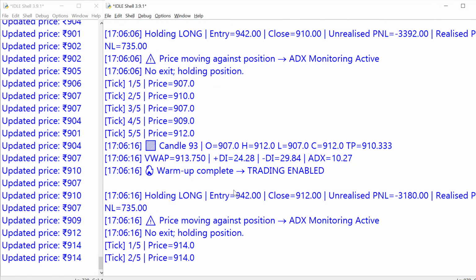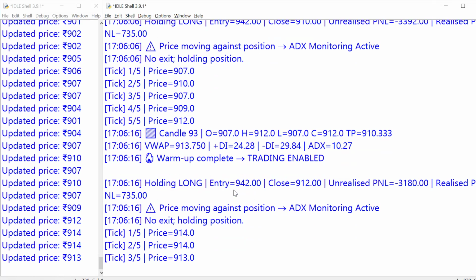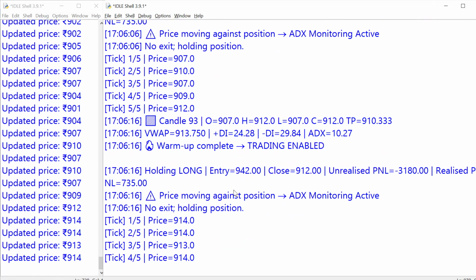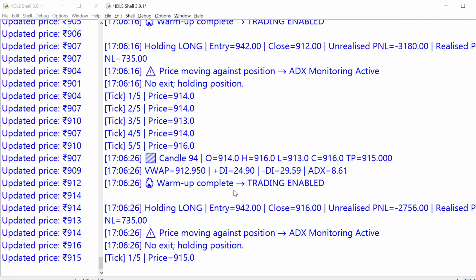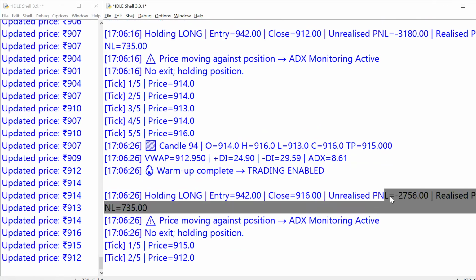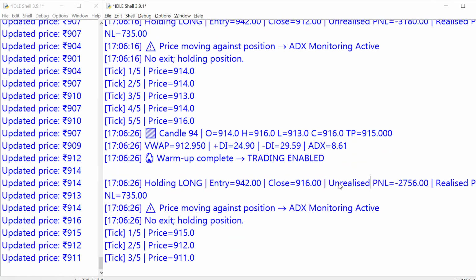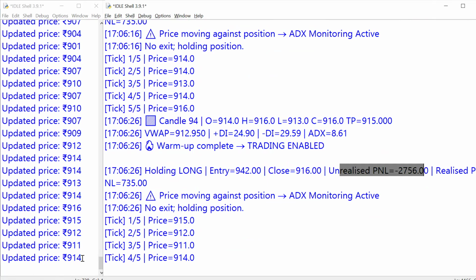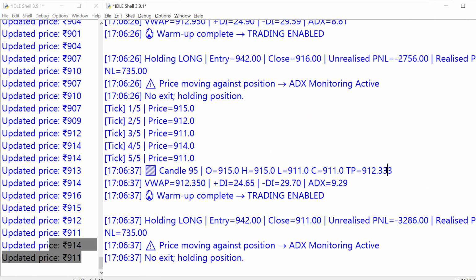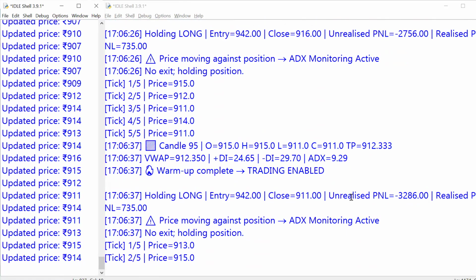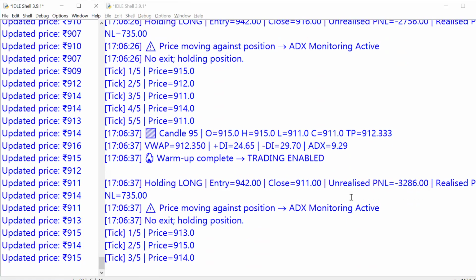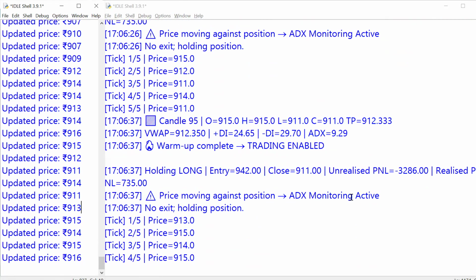942 was our entry. 913 is the price. Again, we have seen the lowest part of the market, almost 900 to 914. You can see the price has just dipped and come up. We are still holding a long position.